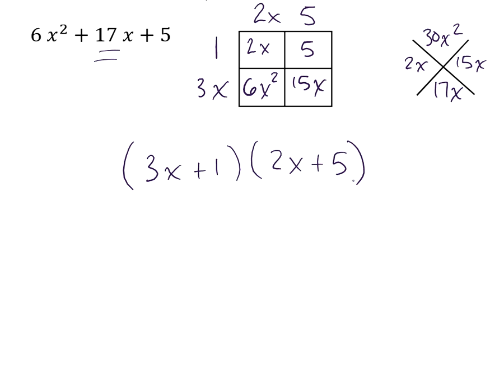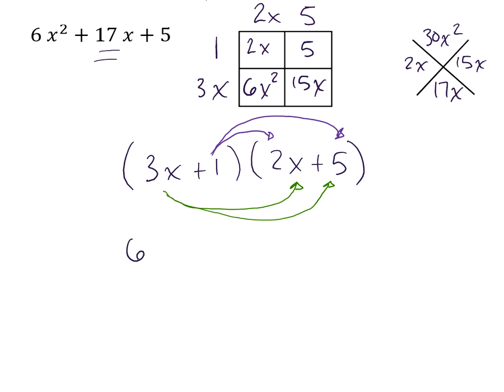Now, just because I'm curious, I'm going to multiply this. I'm going to multiply every term by every term. So I'm going to multiply 3x times the 2x, and 3x times the 5, and then follow that up by multiplying the 1 times the 2x and the 1 times the 5. And I'm going to write down those 4 terms.